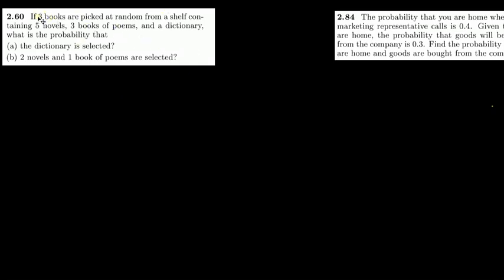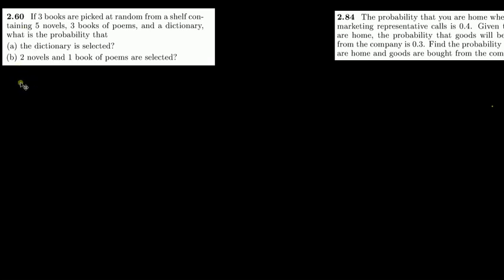So say we have 3 books that are picked at random from a shelf containing 5 novels, 3 poems, and 1 dictionary. Okay, so the shelf contains 9 books, right? What's the probability that the dictionary is selected? Alright, so start with this. What's the probability that the dictionary is selected?